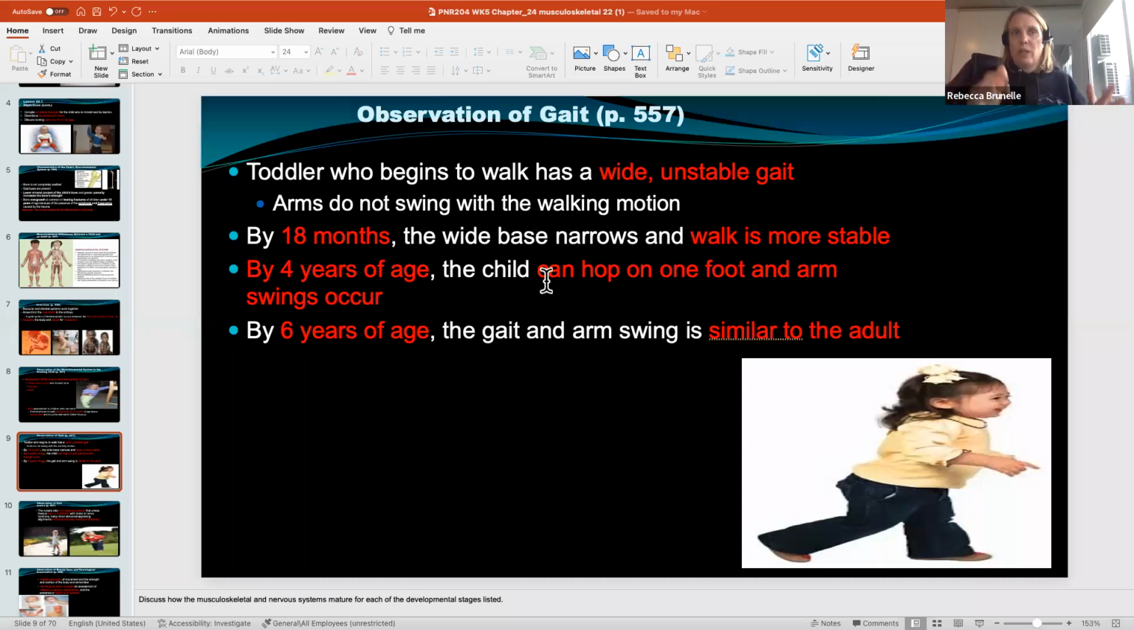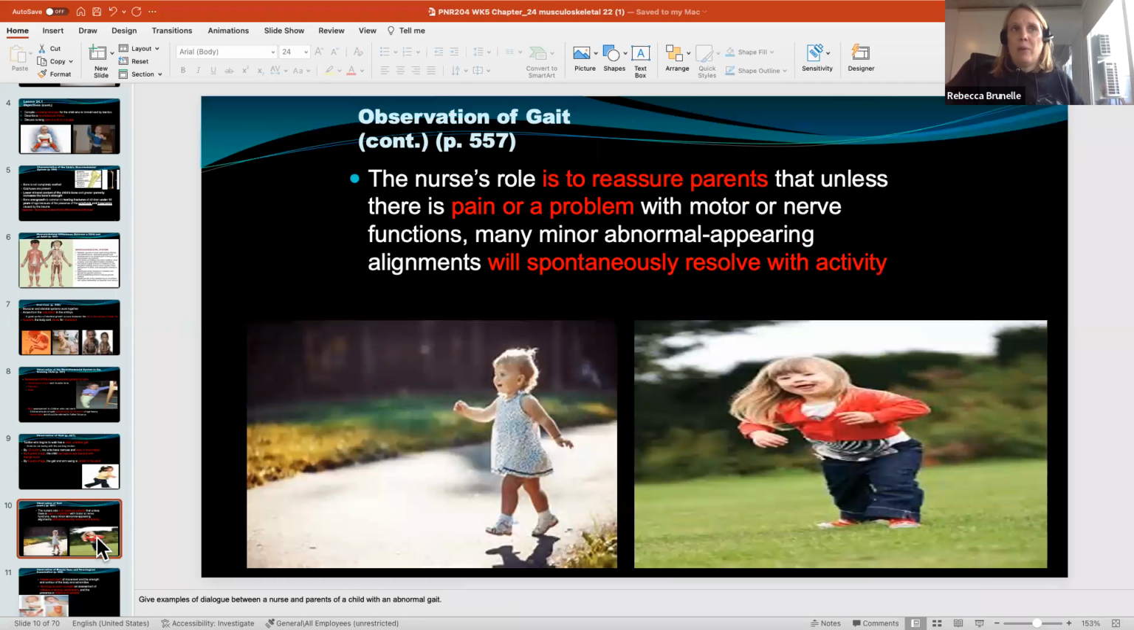By the time they're 4, they can hop. By the time they're 6, they're doing the normal thing where they swing their arms. So if you have a parent that's worried about their child's gait, most of the time it's probably going to be normal. Reassure them that unless there's pain or something like that, it'll get better with time.